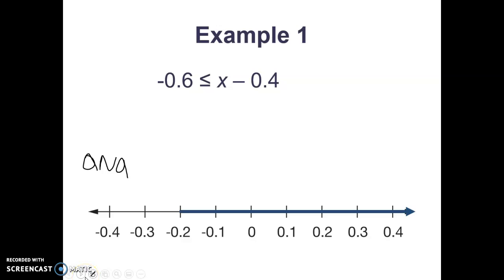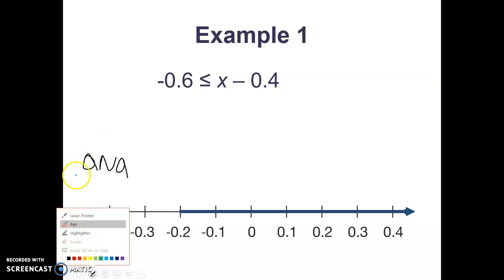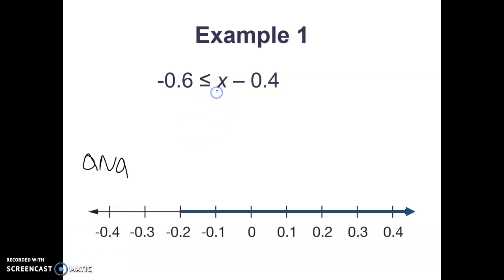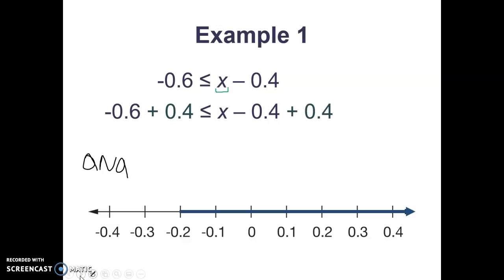Let's try this one. Negative 0.6 is less than or equal to x minus 0.4. Now, I'm not sure what this letter is right here in the presentation. I don't know what that is. So we'll just skip over that and maybe it'll make sense as we go along. We want to get the x by itself. Right now it has negative 0.4. So we need to cancel that out by adding 0.4. Whatever we do to one side, we have to do to the other.